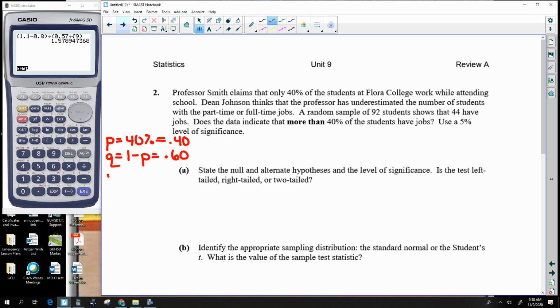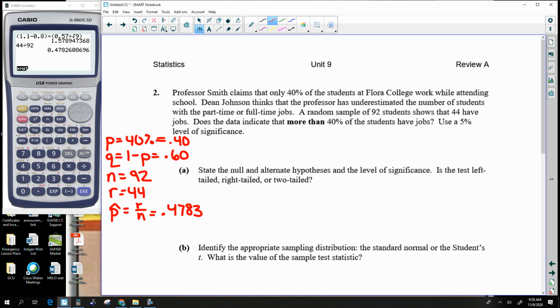We took a sample, and our sample size was 92 students, and of those 92 students, 44 have jobs. So the probability that I just showed is R divided by N, and so 44 divided by 92 is 47% of students have jobs. So we have a difference here.